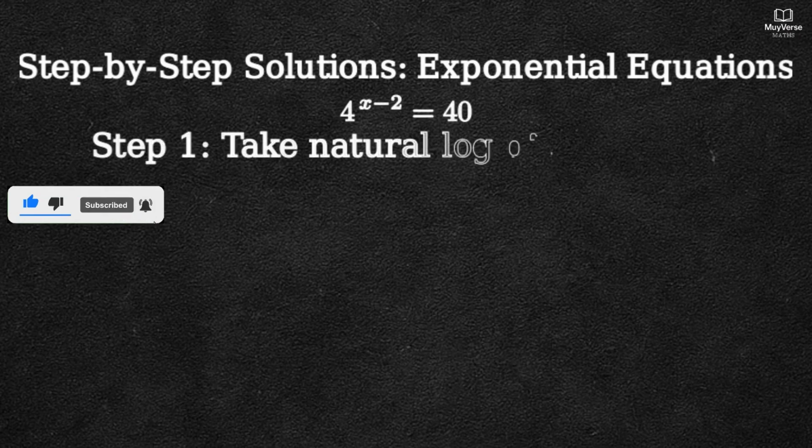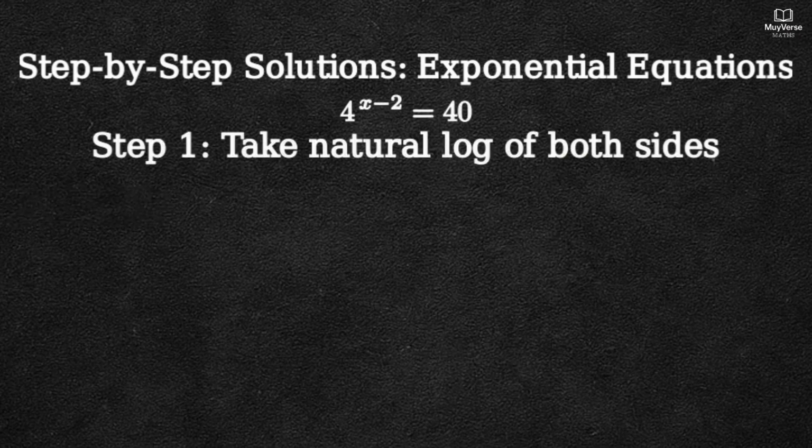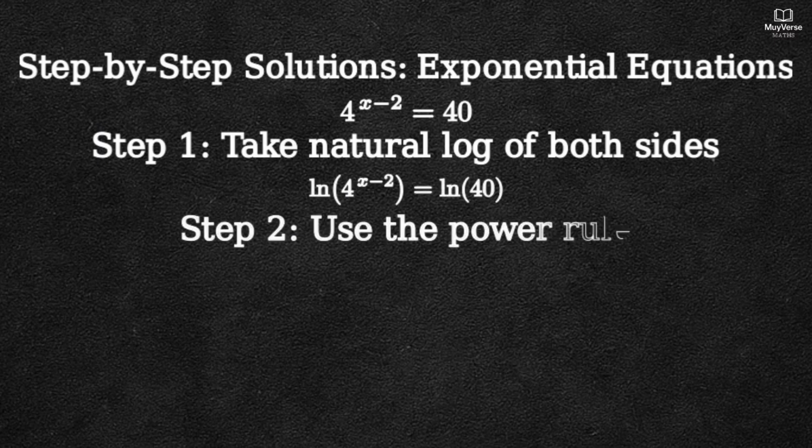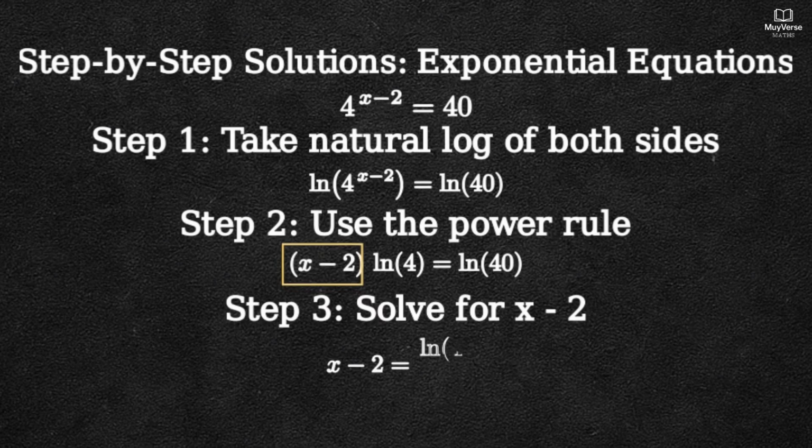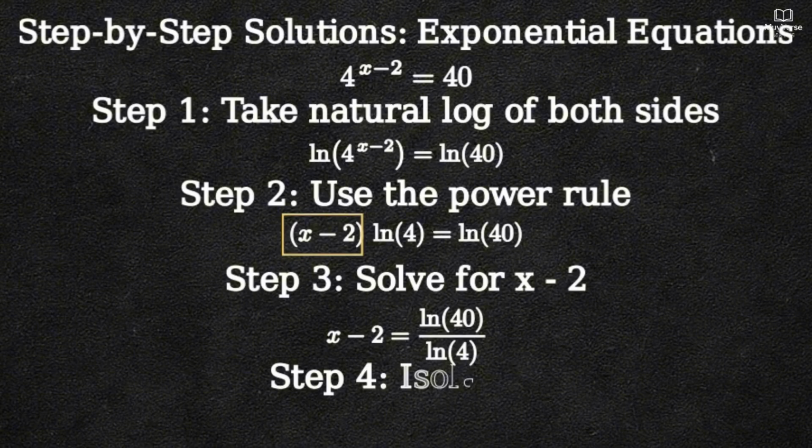Step 1. Since the variable is in the exponent, take the natural log of both sides. Step 2. Use the power rule of logarithms. The exponent multiplies in front. Step 3. Solve for x minus 2 by dividing both sides by natural log of 4. Step 4. Isolate x by adding 2 to both sides.